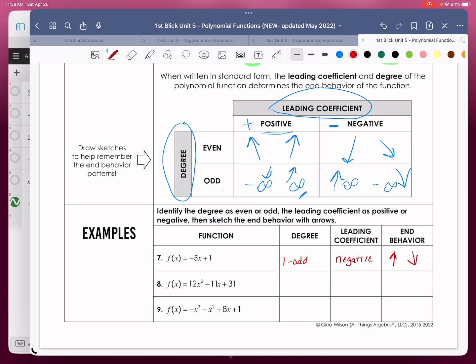All right, now let's look at number 8. What is your degree? Right there. It's 2, so that's even. So that right there tells you they're both going to go the same direction. Now, leading coefficient is positive.